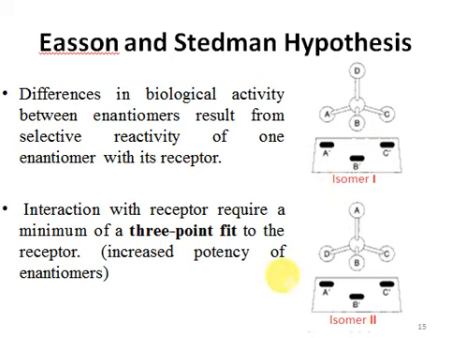While the isomer number 2, you can see that C is complementary to C prime, B is complementary to B prime, but D is not complementary to A prime. So this isomer is only forming a 2-point fit. Right? So according to the Easson-Stedman hypothesis, the isomers which are able to form a 3-point fit will be able to show biological responses. So if an isomer is able to form more than a 3-point fit, the biological activity will be more enhanced. But it is a minimum criterion that for any system to show some biological activity, your drug must form a 3-point fit with the receptor.